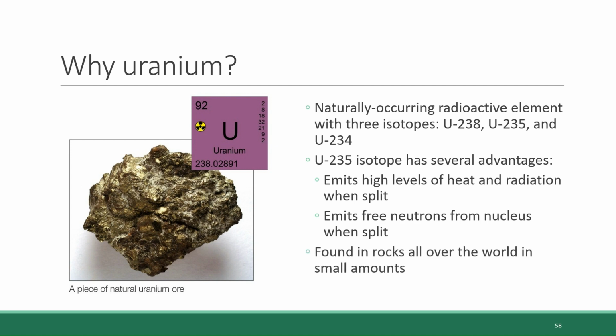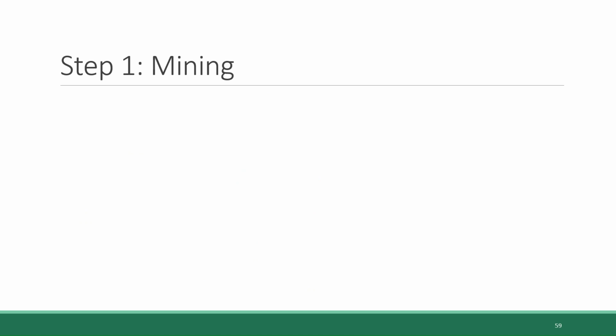Uranium is found in rocks all over the world, but in relatively small amounts. So gathering significant amounts of it to power nuclear reactors can be quite a process. And the amount of uranium found on Earth is finite. There's a limit to it. It's not infinite. Therefore, it's considered a non-renewable energy source because it has the potential to run out. So, how is uranium obtained for the purposes of nuclear power generation?